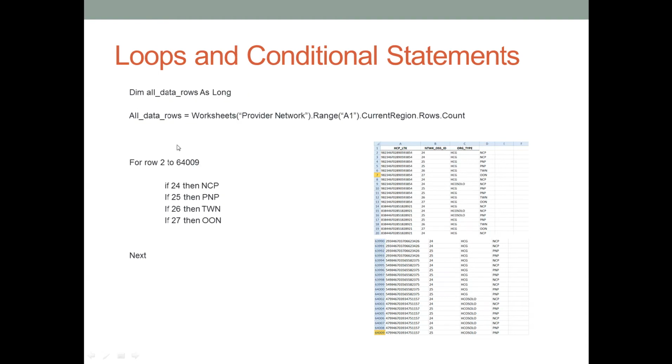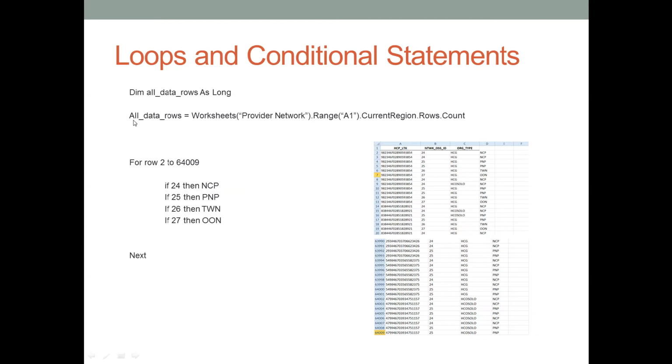So what we're going to do is create a variable. Now, I like to call mine all data rows. That makes sense to me. You can name this anything you want. Notice I have Dim all_data_rows, and I'm setting that as a variable type as Long. And remember, we said Long is a number value. So the computer is expecting this variable to be a number.